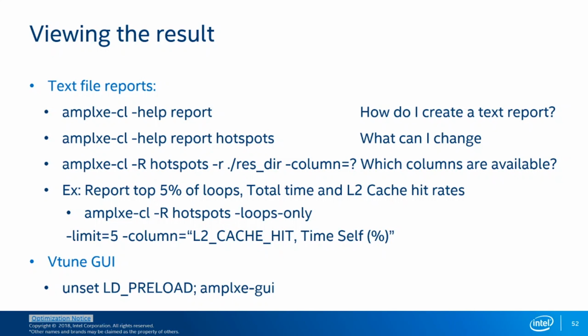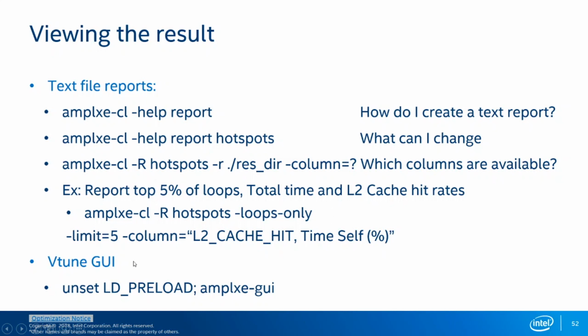If we do the report again, we can be pretty specific, so we can say display only loops and limit to the top 5% consumers, and for those consumers only show me the L2 cache hit and the percentage of time. It will spit it out, and there's another option to dump it to a file in a CSV format. The help menu is pretty good at getting you started on using the text file reports.